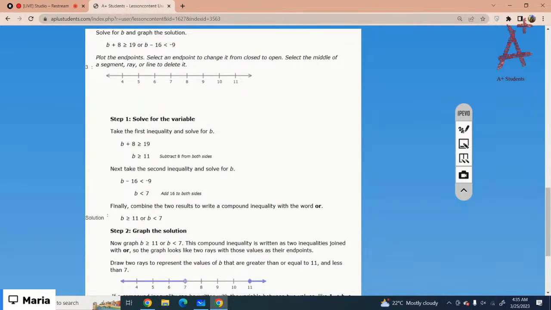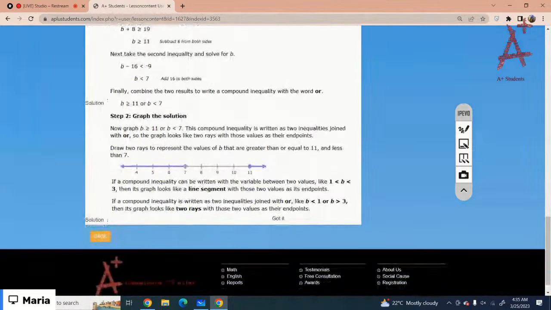Basically you have two inequalities, so the graph looks like two rays. Got it? One of the values is b is greater than or equal to 11, so it would be on the right hand side of the 11. The second one is b is less than 7, so it would be on the left hand side from the 7. Got it?